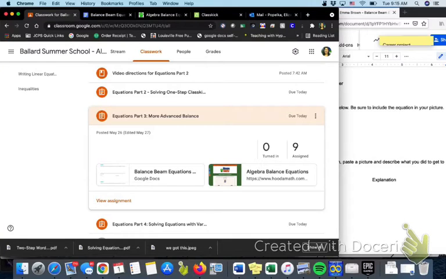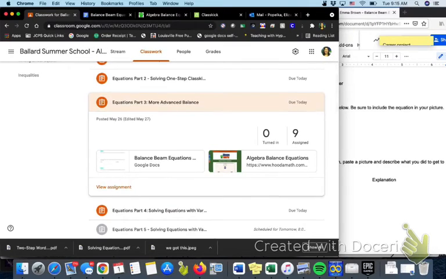I'm recording some directions for the virtual kids too. So there's a couple things that I'm getting ready to say that for you guys it doesn't quite apply. Everybody is going to go here to where it says equations part 3. And if you are a virtual kid, you're going to need to open up both of these. But of course, my live guys, you're just going to click right here where it says algebra balance equations.